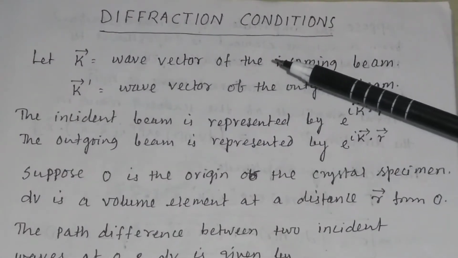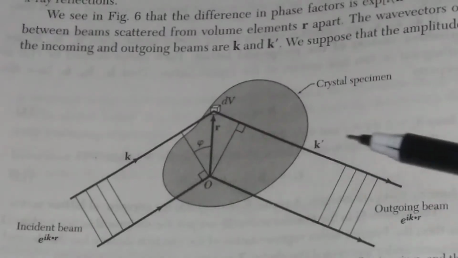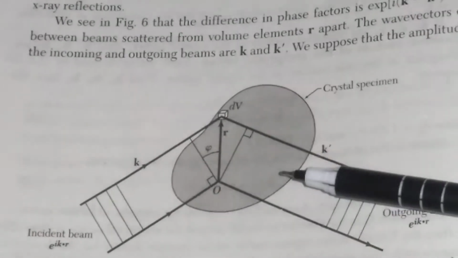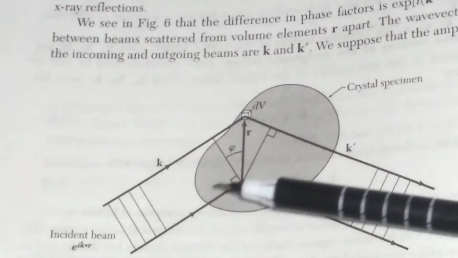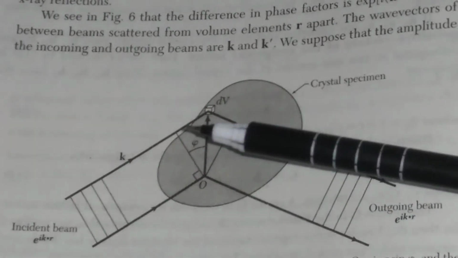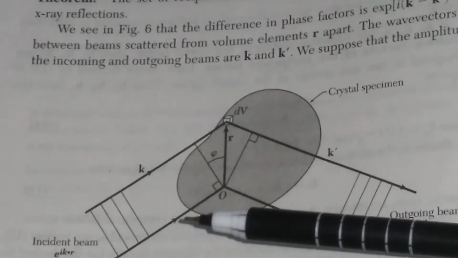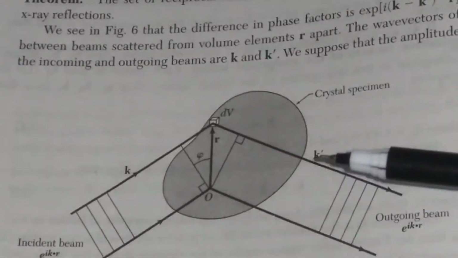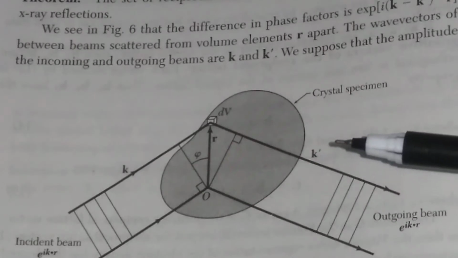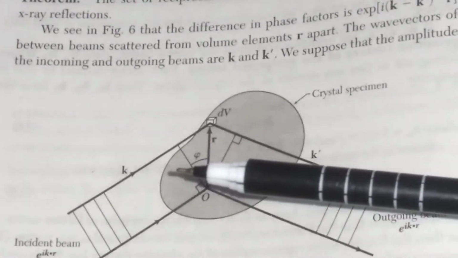Diffraction condition, or Bragg diffraction condition. Suppose this is the crystal specimen where diffraction occurs. Here K is the wave vector of the incoming beam, and K dash is the wave vector of the outgoing beam.